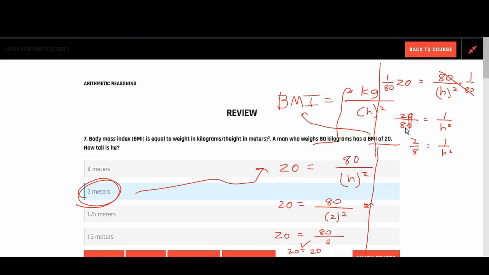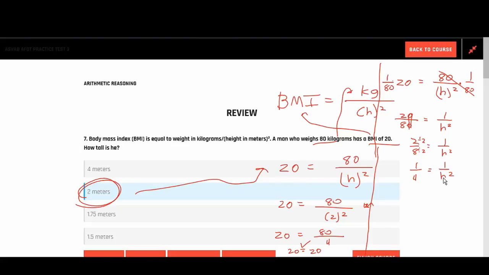2 divided by 8, we can reduce this by a common factor of 2. That is, we can divide the numerator and denominator by a common factor of 2. 2 divided by 2 is 1. 8 divided by 2 is 4, equals 1 over h squared.